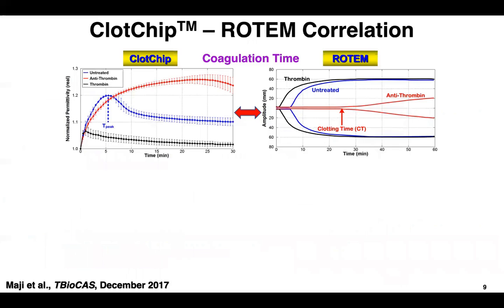Previously, studies have been performed with the ClotChip alongside Rotem. ClotChip's T peak parameter was correlated with Rotem's clotting time, or CT parameter. Rotem's CT is a clinically important indicator of a patient's coagulation status and is prolonged in patients with clotting factors deficiency or on anticoagulant therapy. A very high correlation between T peak and CT was obtained.